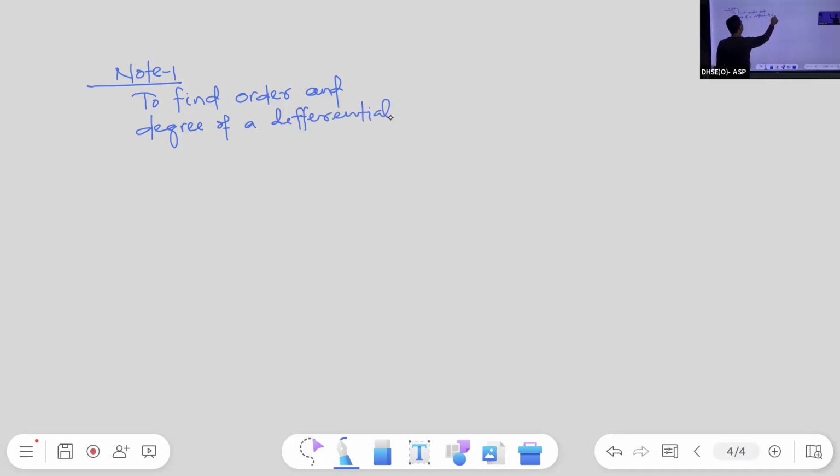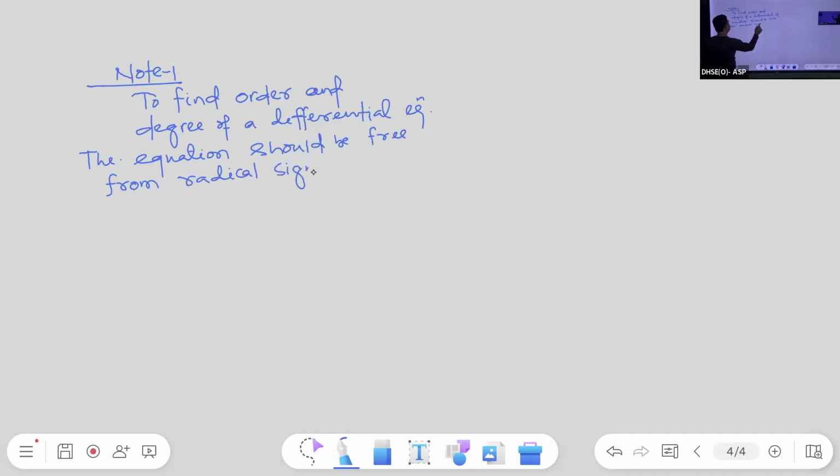To find order and degree of a differential equation, the equation should be free from radical sign. That means if the equation contains square root of dy upon dx or cube root of dy upon dx or a higher order, like fourth root, the equation should be free from the radical sign.